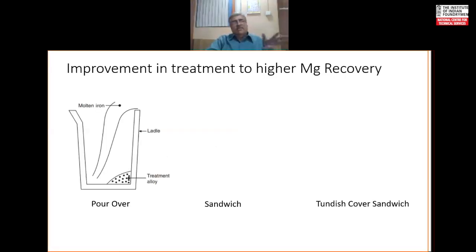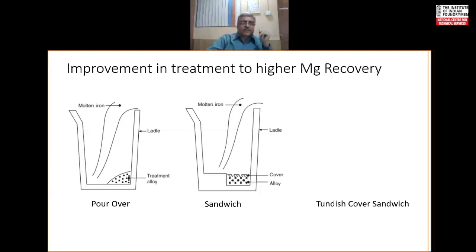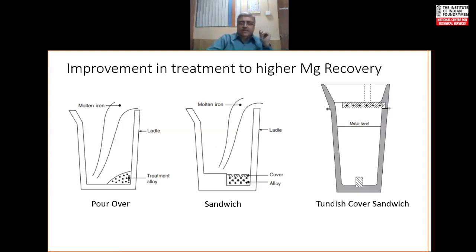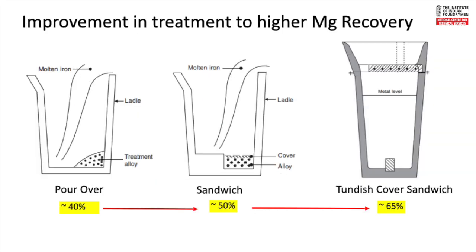Now let us look at what are the improvements in the magnesium recovery, in sandwich and in ladle with the tundish. In pour over, depending on how well you are running it, 40% or sometimes less than that recovery. In sandwich, 50%, 55%, but open ladle. While you go to tundish, which is closed ladle, the recoveries can be as high as 65%.